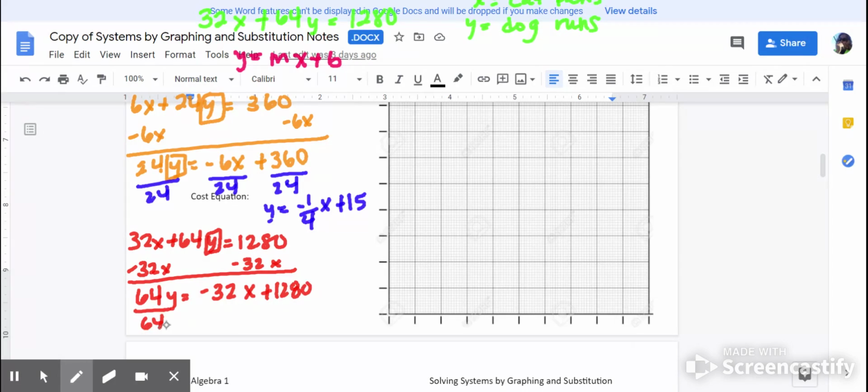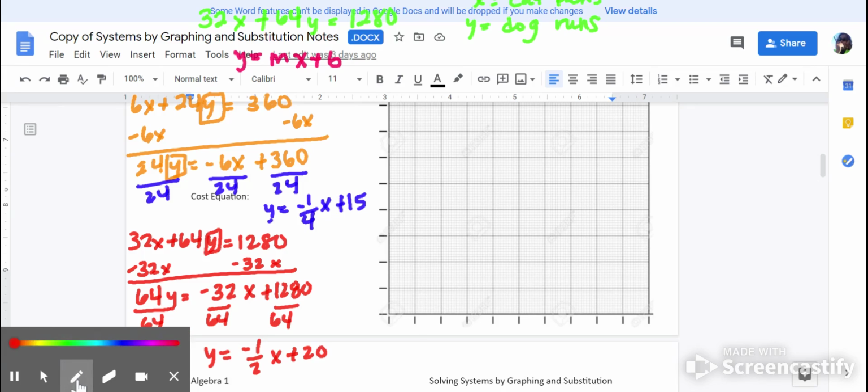Divide everything by 64. And again, I'm going to choose to leave this as a fraction so that when I have my slope-intercept form, it's easier to see my rise over run. So I'll be left with y equals negative 1/2 x plus 20. You can just put this into your calculator, the 1280 divided by 64.